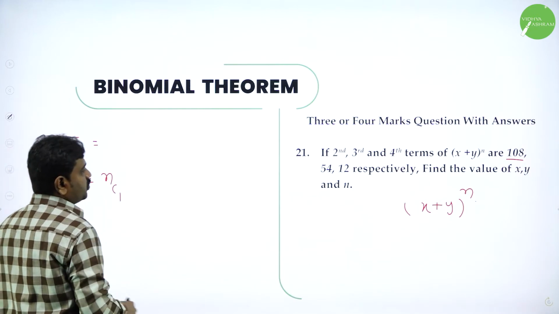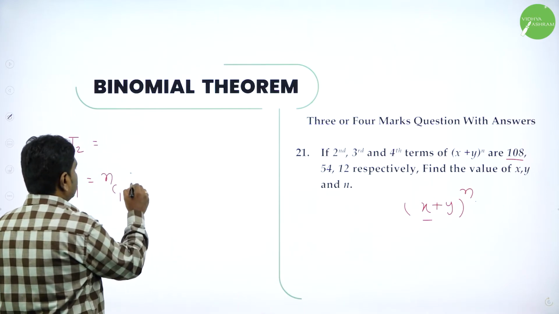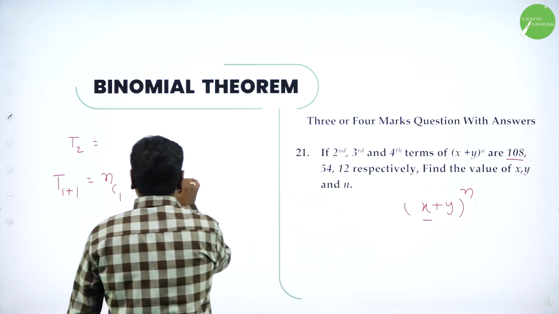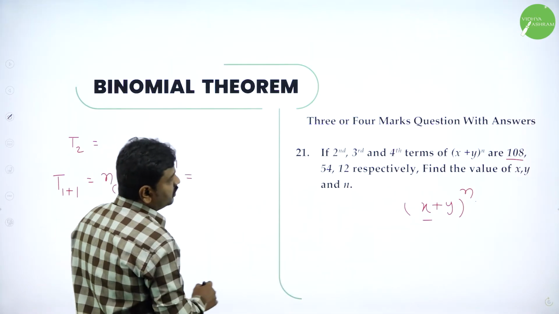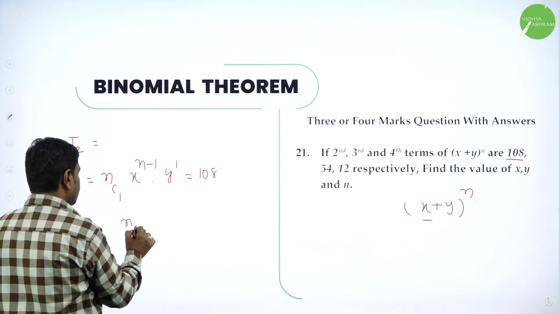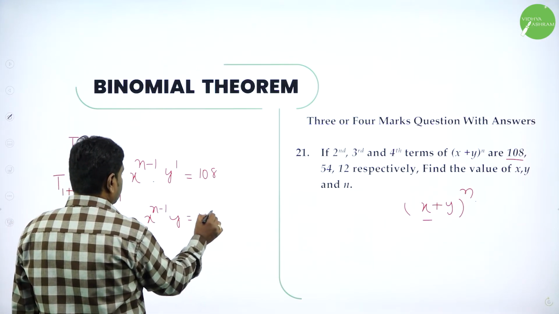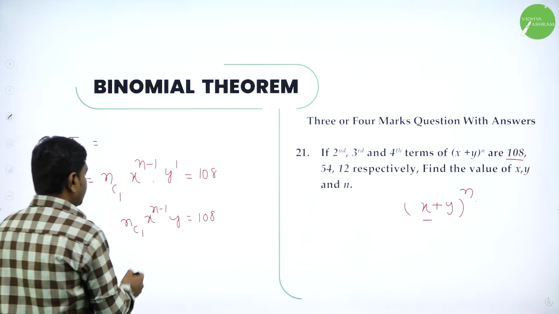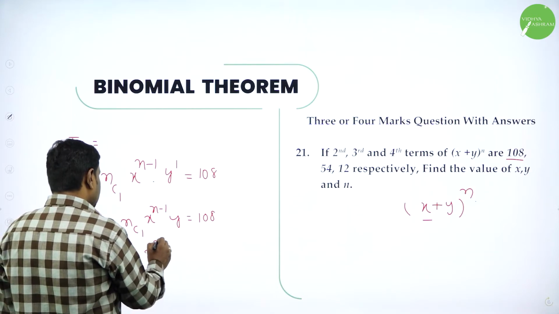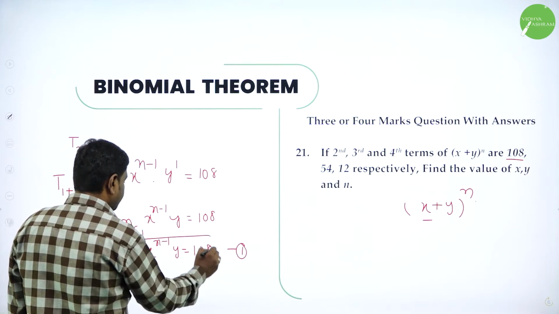nC1, x power n minus r means first term. What is the first term? x. x power n minus r, x power n minus 1, a power r. What is a? y. y power r, y power 1 is how much? They gave 108. So now call this equation 1. If I simplify nC1 x power n minus 1 y, the value is 108, and n is overall power we don't know. Now nC1 means n, n into x power n minus 1 y is 108. Call it equation 1. So now we got one equation.